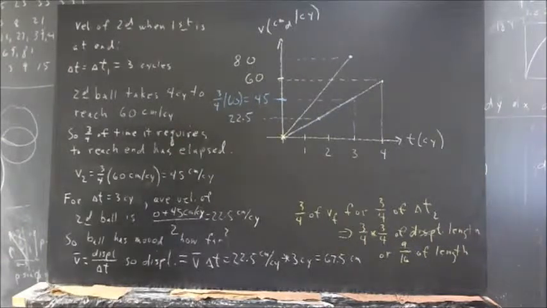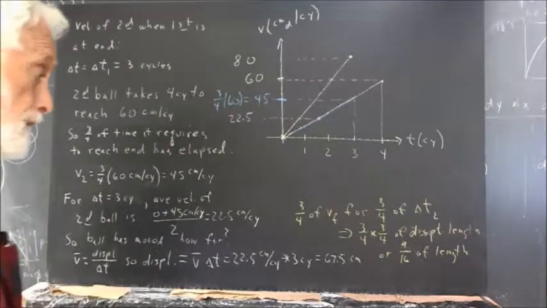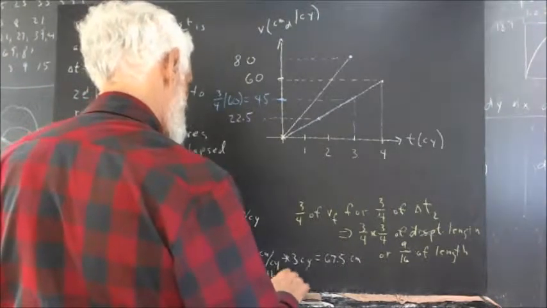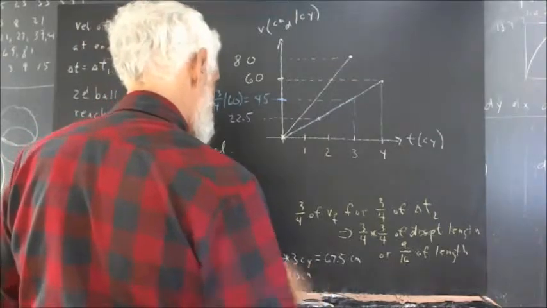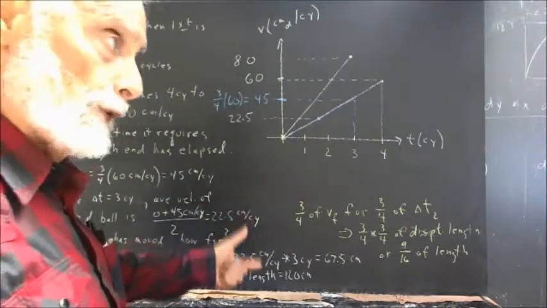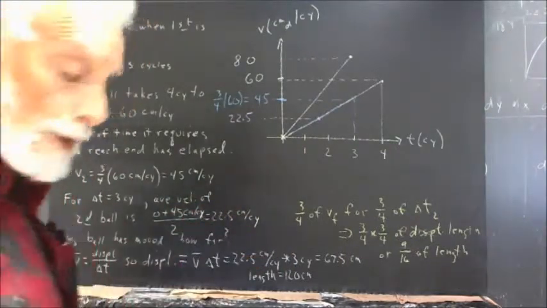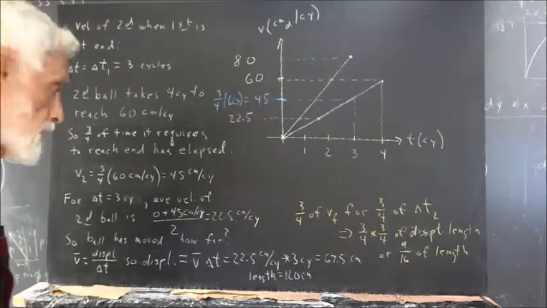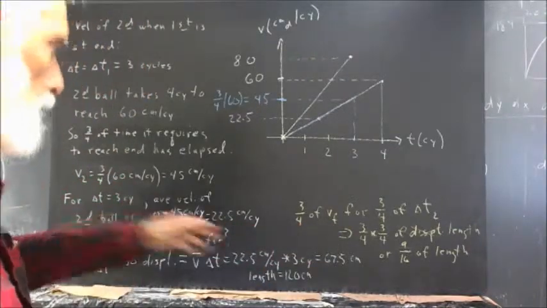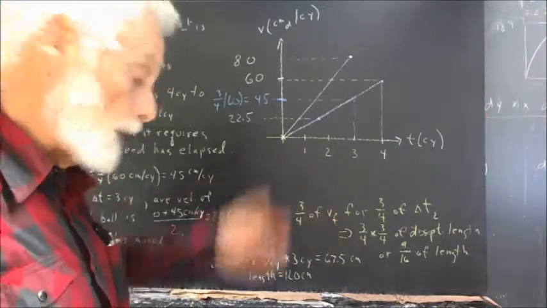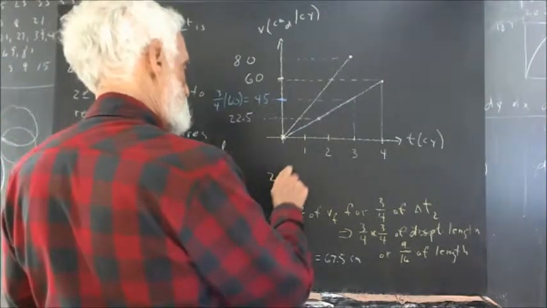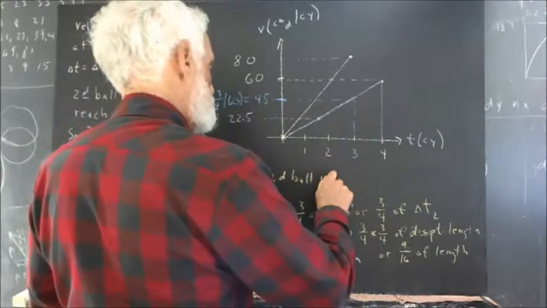Now, what fraction is that of the length of the ramp? Remember that the length was said to be 120 centimeters. So if you do 67.5 divided by 120 and reduce that, you're going to get the fraction. Another way of seeing it is that you've got 3/4 of its final velocity. In other words, the second ball is going to attain 3/4 of its final velocity.